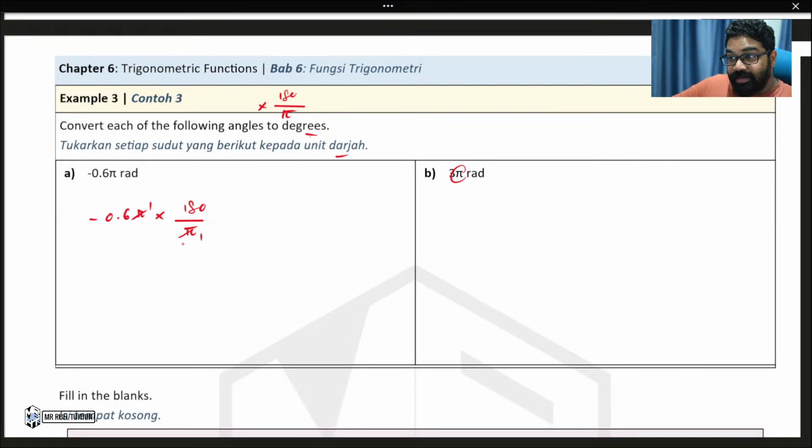Bukan. Cikgu sebenarnya belajar pharmacy. I actually studied pharmacy. Tapi cikgu juga like maths.